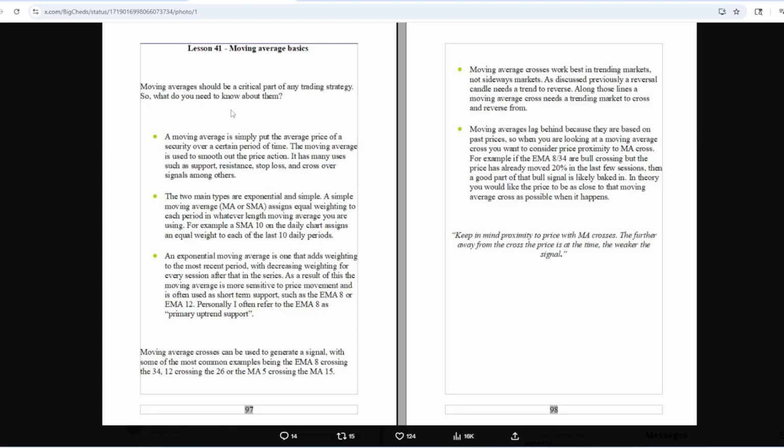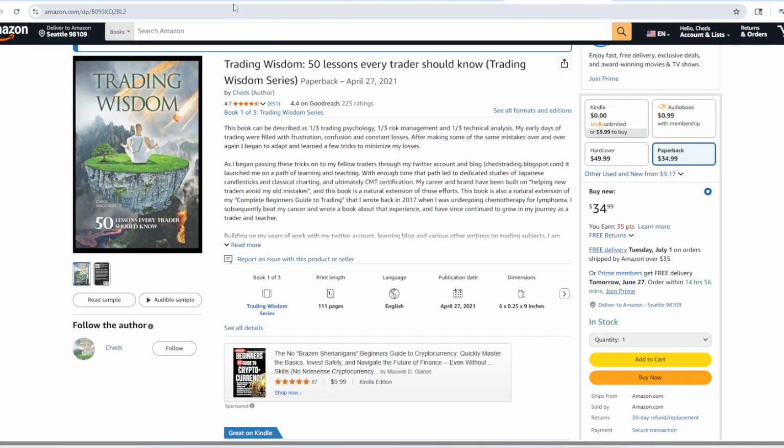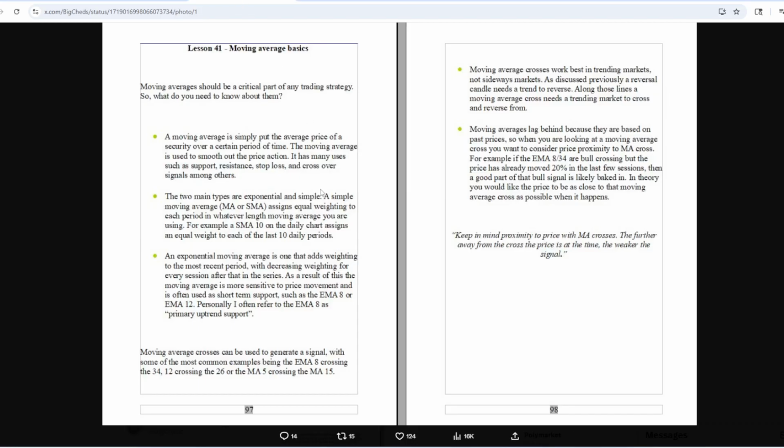Today we're going to look at moving average basics. This is lesson 41 from the Trading Wisdom book. Let's jump right in. So a moving average is an average of price over time, and there are two major types of moving averages: exponential and simple.